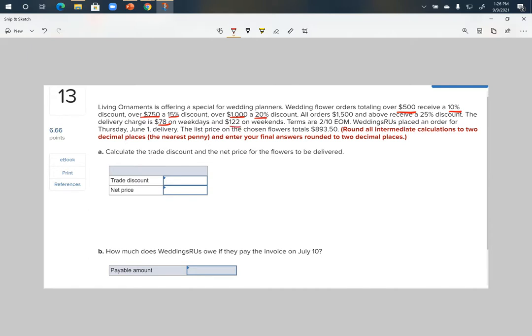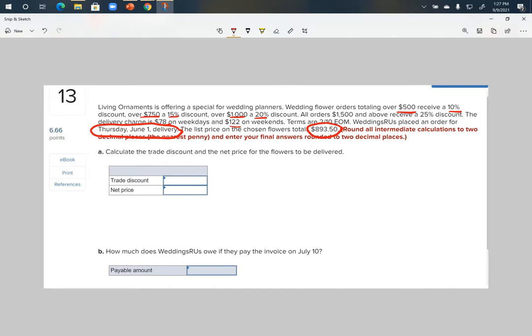The terms here are 2/10 EOM, end of month, and we've been told the wedding planners placed an order. The order was placed on Thursday, June 1. The list price on the chosen flowers totals $893.50. So how do we go about computing the trade discount?